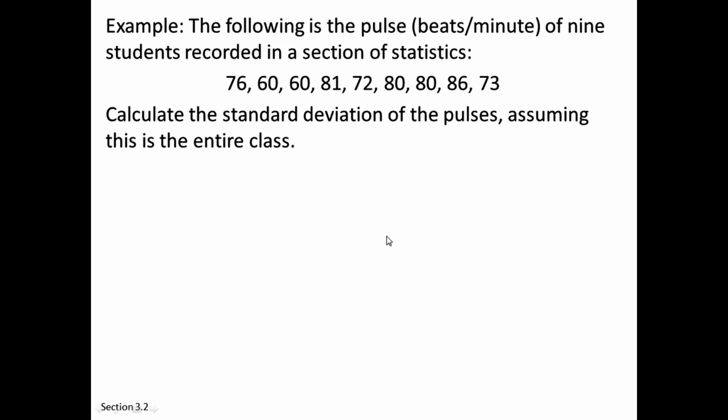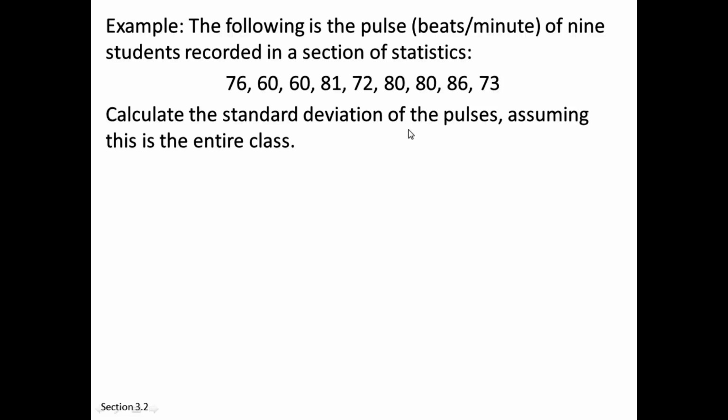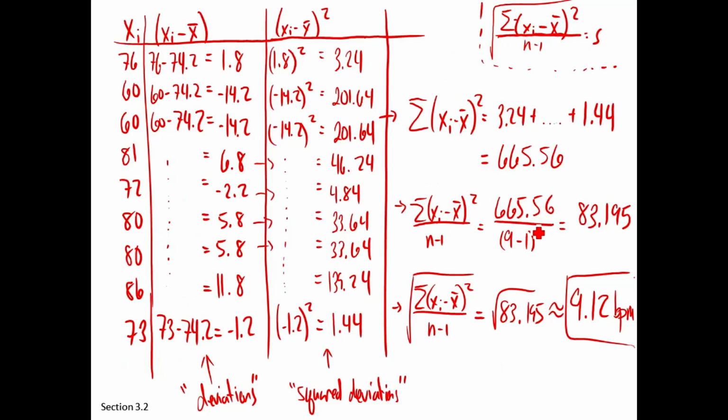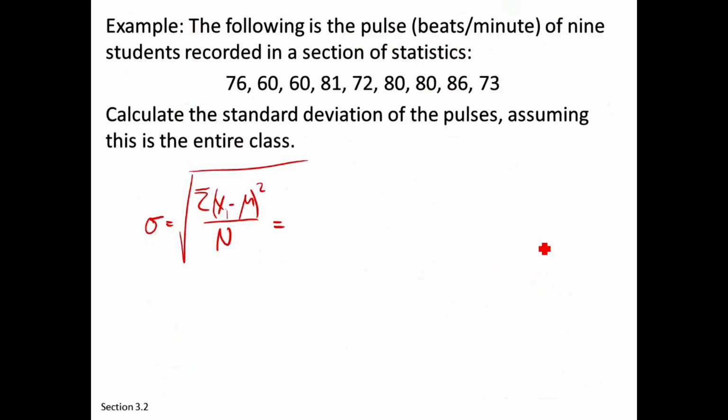Luckily for us, we don't actually have to redo the whole thing. If you wanted to do that, it would just be the sum of the x minus mu, squared, all over n in this case. But we already have this sum of all the squared deviations from the last example. It came out to be, what did it come out to be, 665.56? Yeah, in that last example. So we could just use that. And then instead of dividing by 8, in this case, we'll divide by 9.